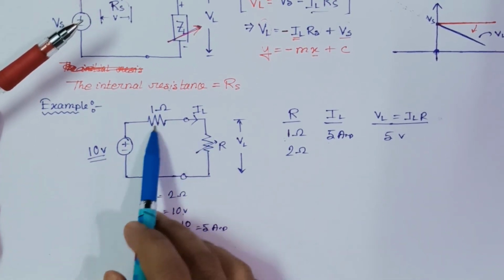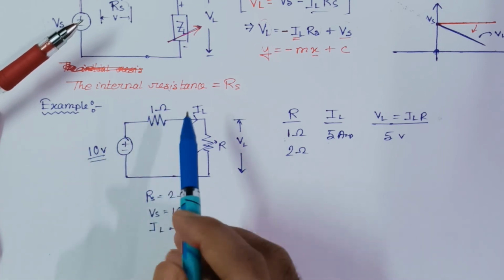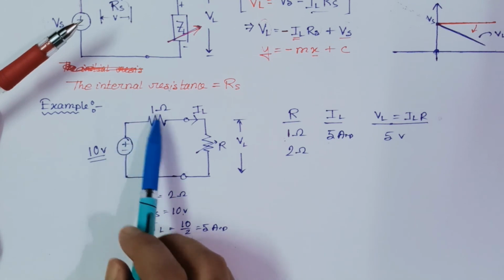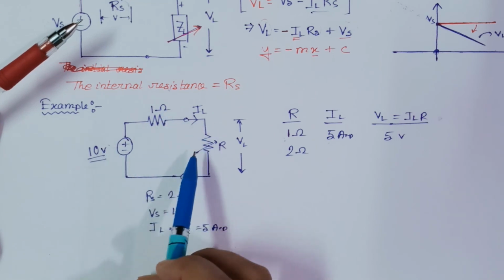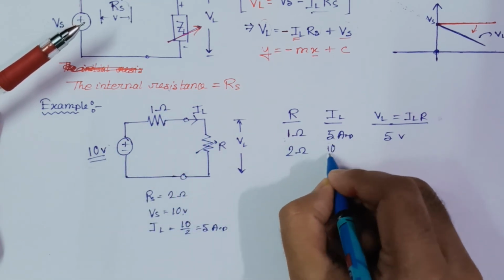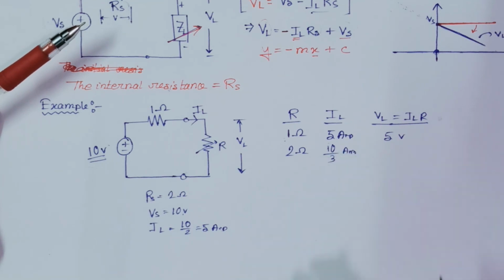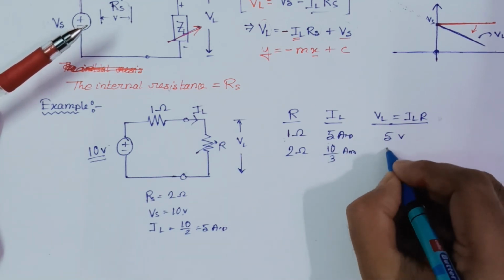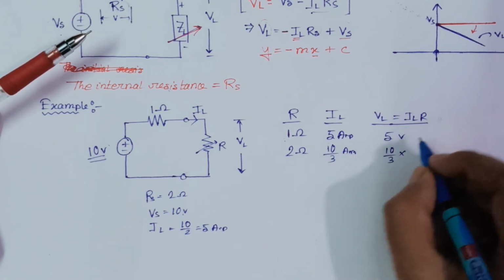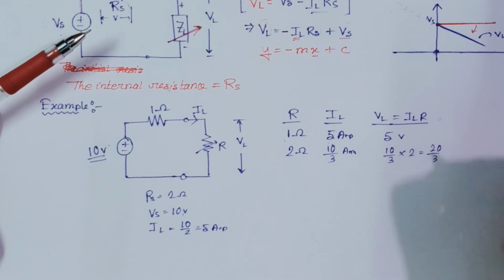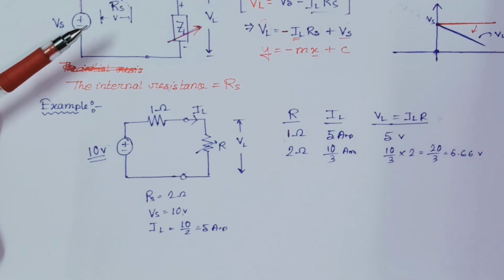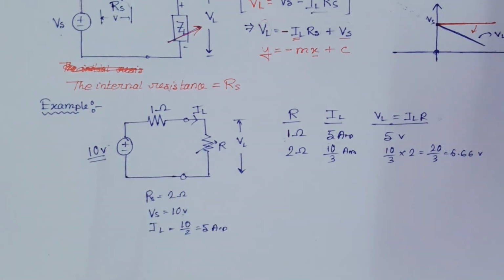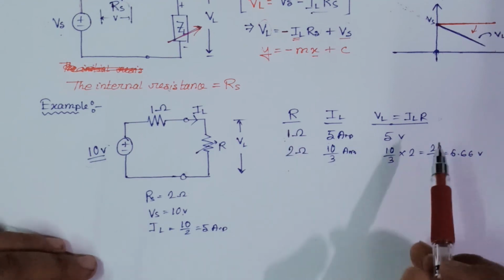Now if we take the value of resistance to be 2 ohm. See, this internal resistance of 1 ohm will be fixed, it is not variable, because this is the internal resistance of the voltage source, so it will not be changed. So 1 plus 2 will be 3, and the source voltage is 10. So voltage 10 divided by the whole resistance 3, the current will be 10 divided by 3 ampere, which is nearly equal to 3.33. And the voltage will be IL, that is 10 by 3, into the resistance 2. So it will be 20 by 3, which is nearly equal to 6.66 volt.